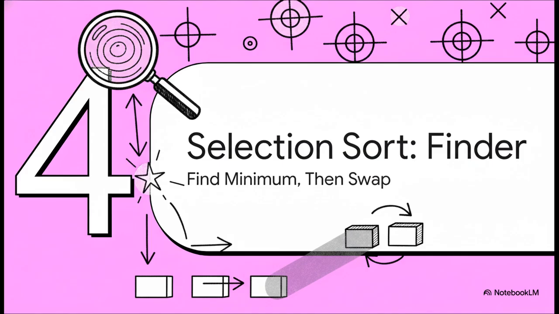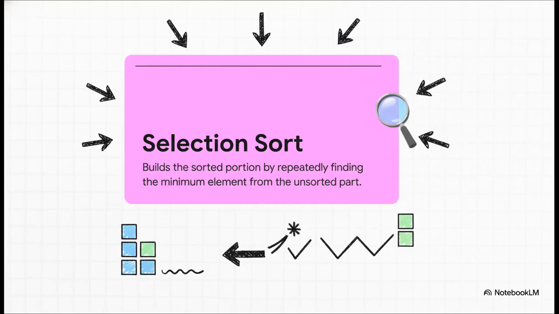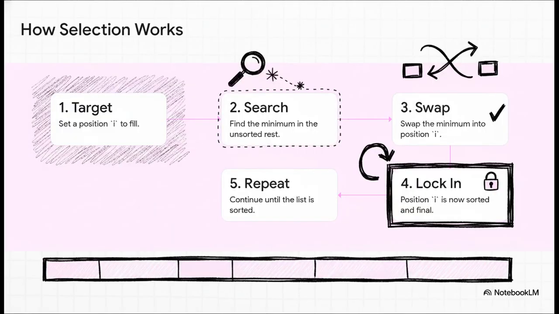Its strategy is totally different. See, instead of constantly swapping neighbors, selection sort is on a mission. For each position in the list, it scans the entire rest of the list to find the one absolute smallest item. Once it finds it, then it puts it in the correct spot.